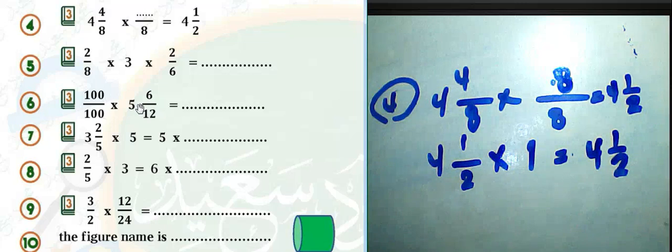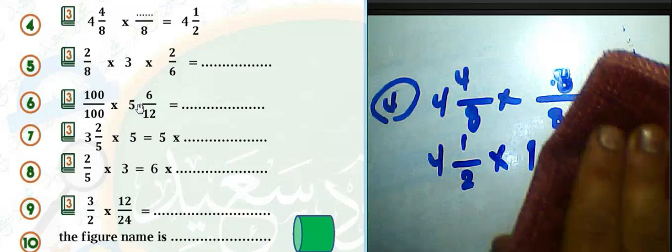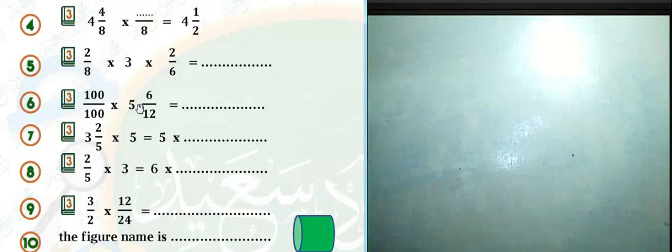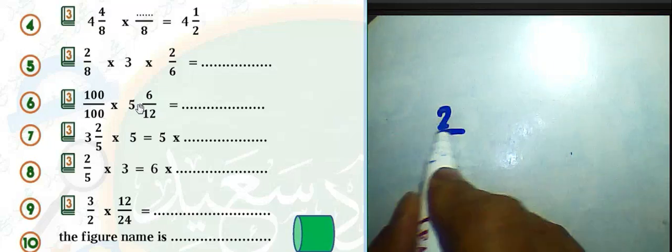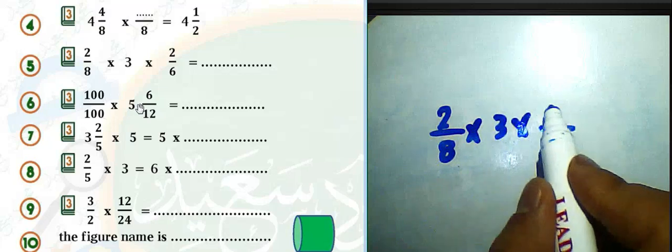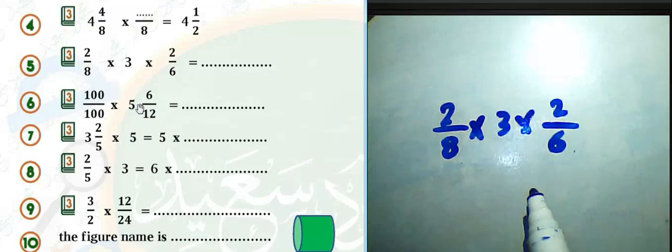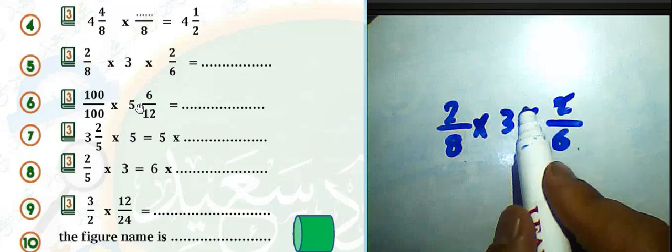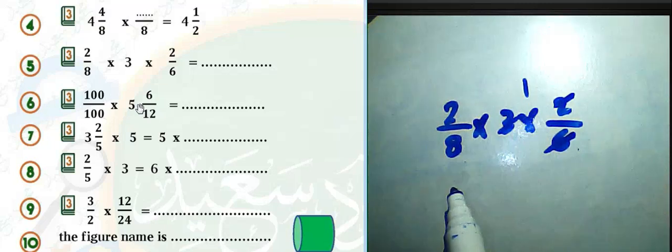Question number 5. 2 over 8 multiplication 3 multiplication 2 over 6 equals. 2 over 8 multiplication by 3 multiplication 2 over 6. 3 times 2 equals 6. 6 divided by 6 equals 1.